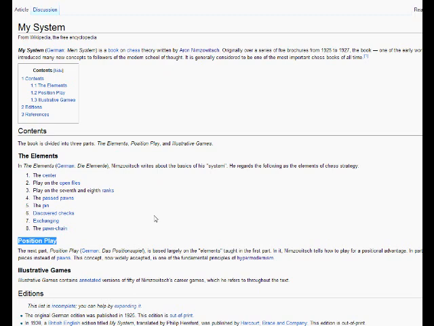Okay. So I would recommend getting My System. It looks at the elements, then it looks at positional play, and then, like we've been doing, we've been looking at illustrative games. The thing is, this book was first published in 1925. We're looking at 1929 Carlsbad, the last few videos. So Nimzovich was still at the peak of his powers. He did very well at Carlsbad, and he did a separate annotations book, which I also have.